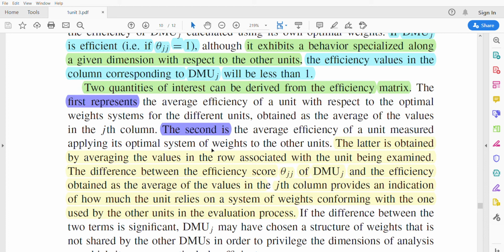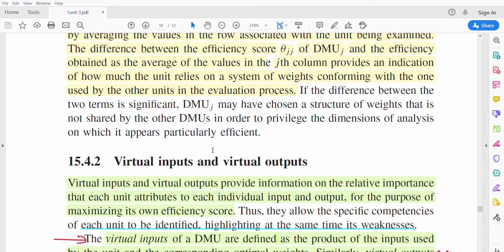So the difference between the efficiency score of the DMU and the efficiency obtained as the average of the values in the column provides an indication of how much the unit relies on a system of weights conforming with the one used by other units in the evaluation process.